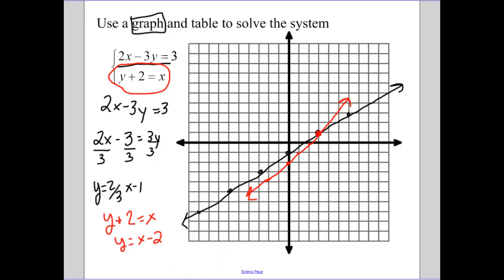So now you have to tell me what the intersection point is. The intersection point, or the solution, is the point where the two lines intersect. So that is the point (3, 1). And remember, you can always check your answer by plugging that in for x, that in for y, 3 in for x, 1 in for y, and making sure it works in both equations.